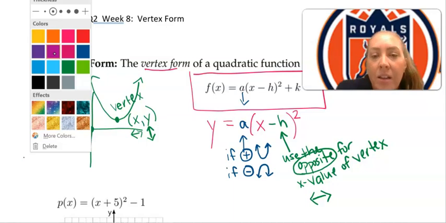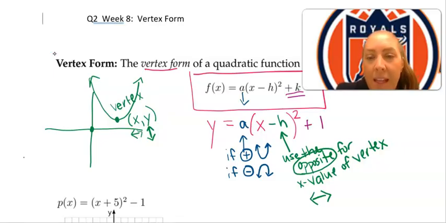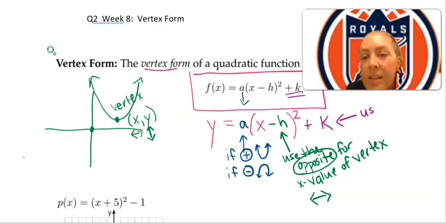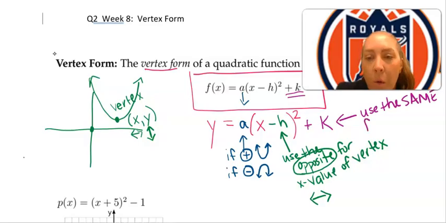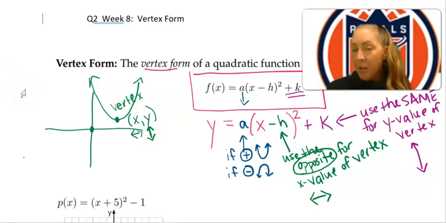So the last third number is the number outside the parenthesis at the end, and we let that be denoted with a k. Now, this k, because the formula has a plus, we want to use the same number for the y value of the vertex. And once again, because it's a y value, that typically moves up and down. So we'll use those words, okay? So we can describe how the graph moves. We can give the actual ordered pair of the vertex. There's a lot of different things we can find, but they all really are related.